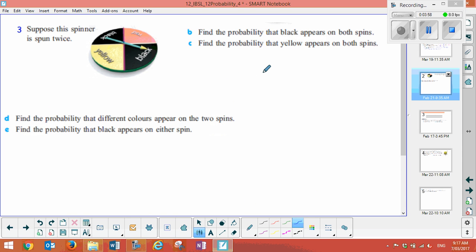In this example, in the same story, we can use trees to solve this one, but let's just see what the situation is. Suppose this spinner is spun twice. I've just taken some parts of question 3. In part B, find the probability that black appears on both spins. So for B, if we want the probability for the 2 spins of getting black and black, the question to ask is, is it dependent or independent? These are independent events because they don't affect each other, and the probability of getting black is a half. So to get it on both spins, it'll be a half times a half, which is a quarter.